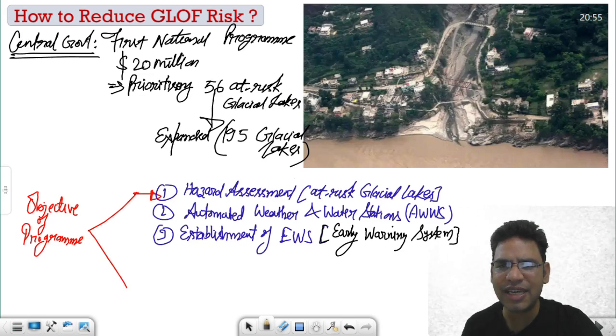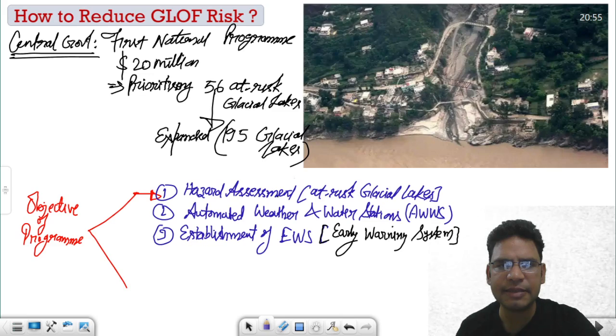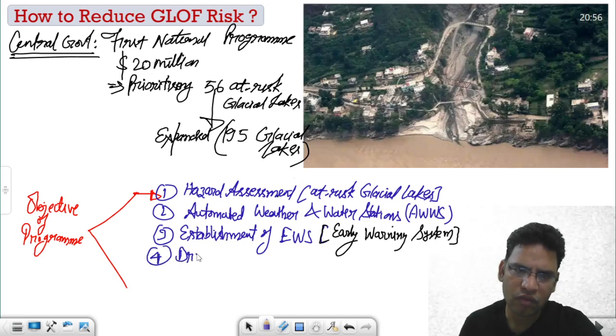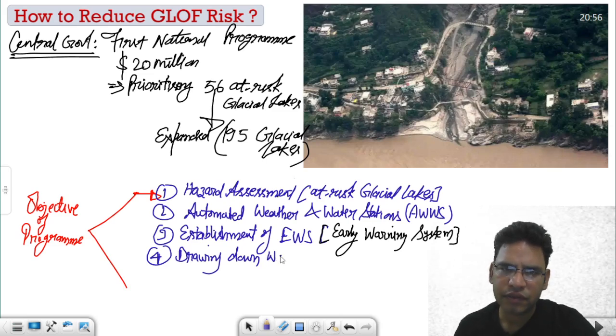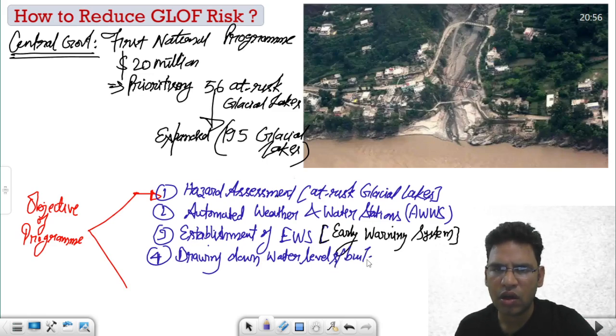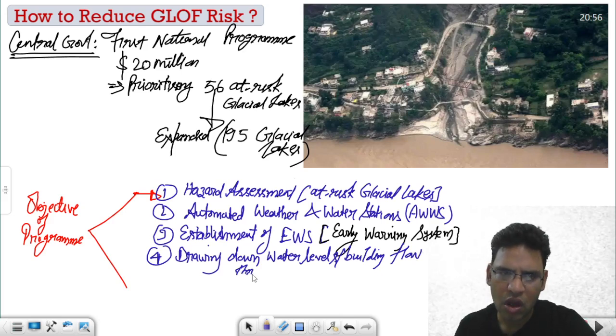And another one is mitigating by, let me find out the pen, this color pen, okay? So another aspect of this is mitigating risk by drawing down water levels and building flow through retention structures, okay? So drawing down water levels, and building flow, or building flow through retention structure. Through retention structure, right?